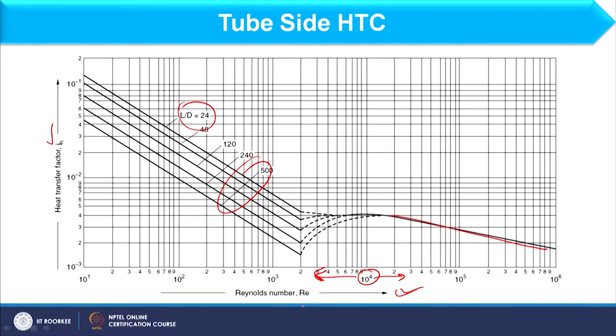If you correlate this with the given equations, that is the Sieder-Tate equation and the Hausen equation for laminar as well as transition flow, there L by D was also present, so you can relate it with these curves. You can directly use this curve to find out j_h, and then you can find out the tube side heat transfer coefficient.